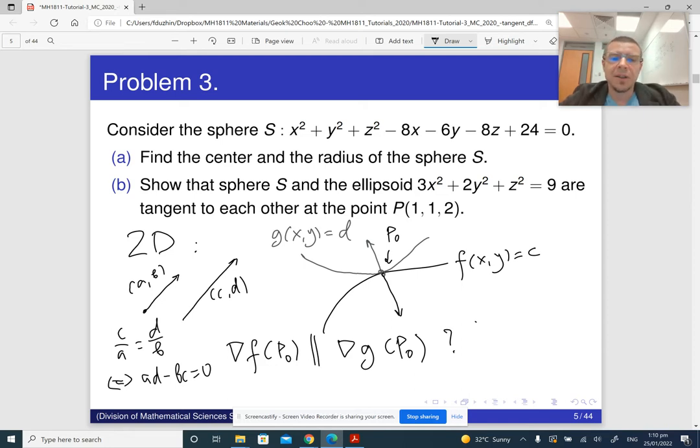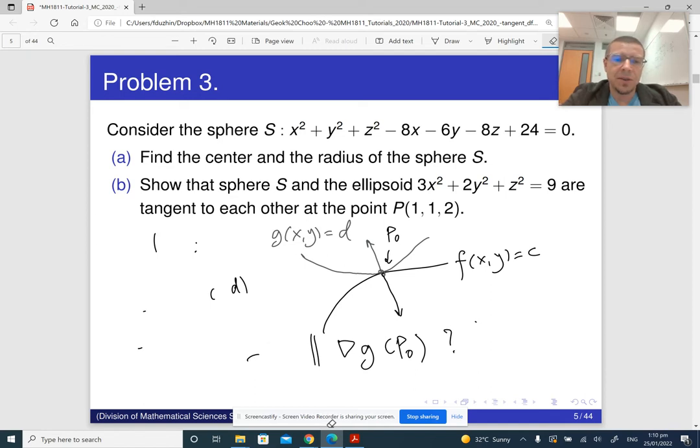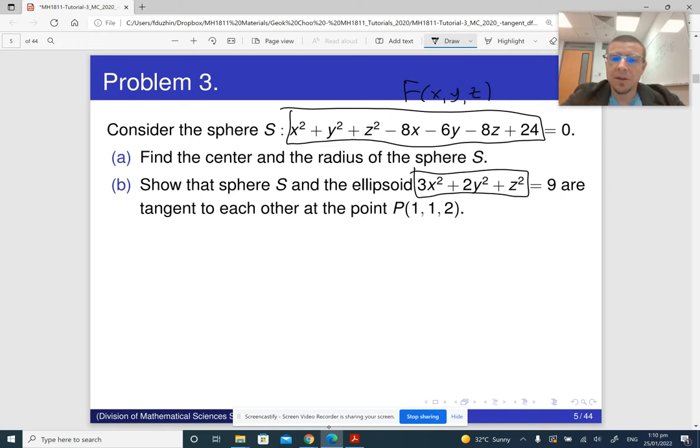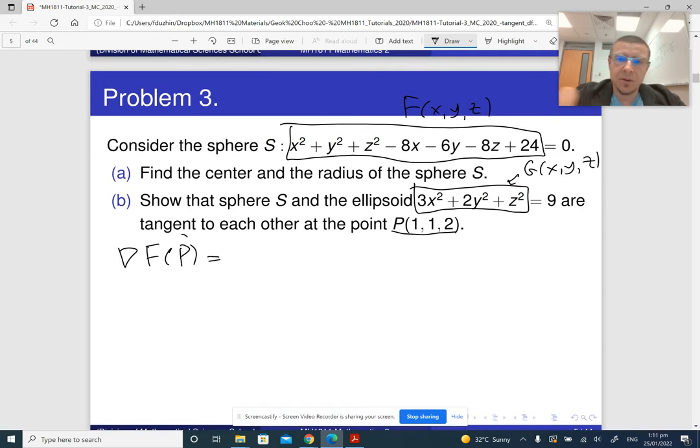Of course, in 3D, the idea is the same, right? This is the explanation in 2D because it's just easier to visualize, but in 3D the situation is the same. So what we really need to check in part B is that two vectors are parallel. If this is f of x, y, z and this is g of x, y, z, what we need to check is that nabla f at a given point P, sorry, it shouldn't be equal, it should be parallel to nabla g of P.